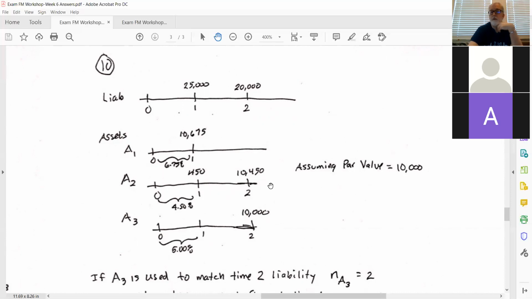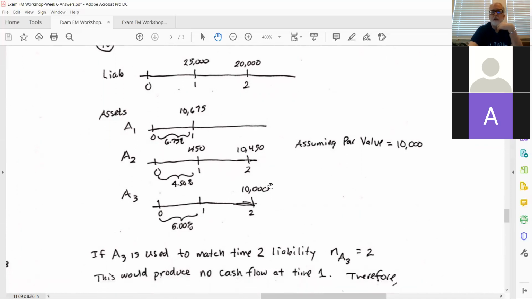Well, let's look at how many possibilities there are. There's not that many. If we're trying to cover the 20,000 at time 2, remember, start at the end and work backwards. Well, we have to use either A2 or A3. So we have to do this twice. Once using A3, we can't use both A2 and A3. So we would calculate each one.